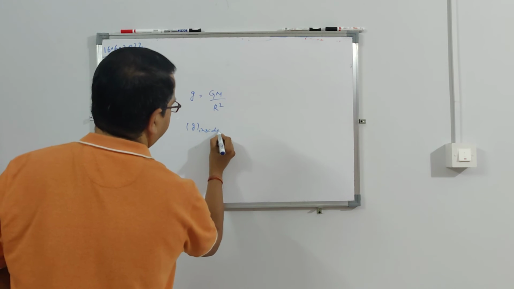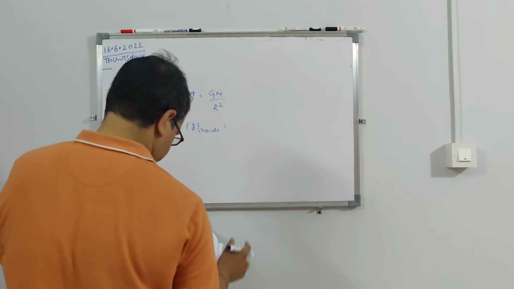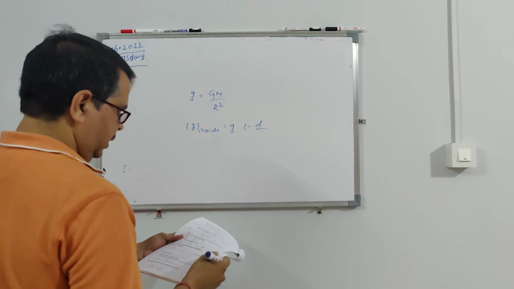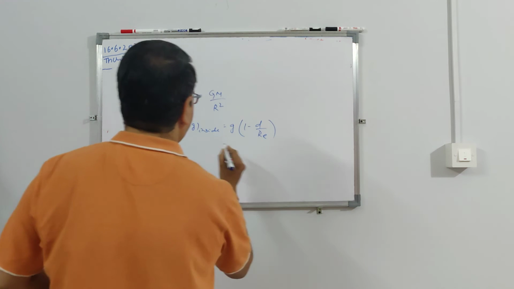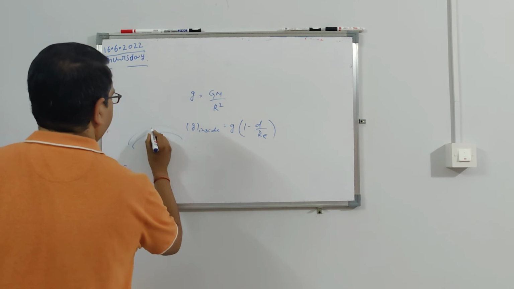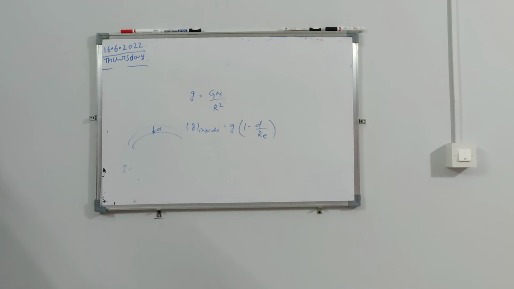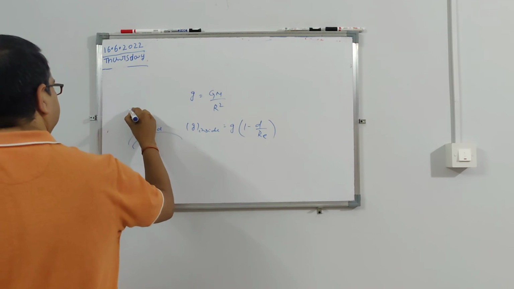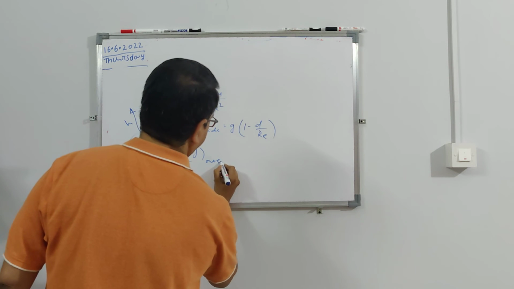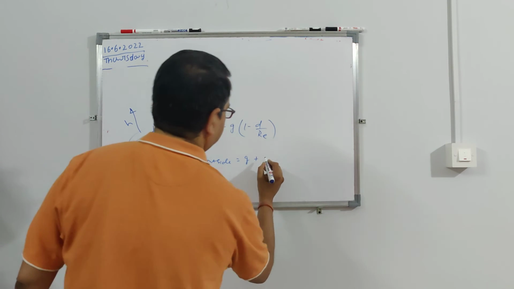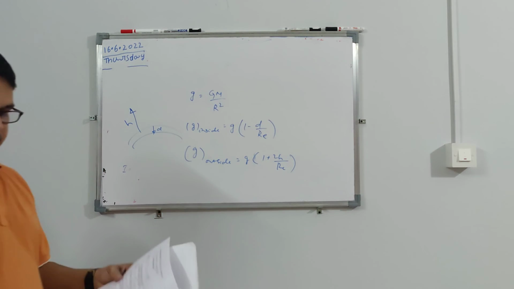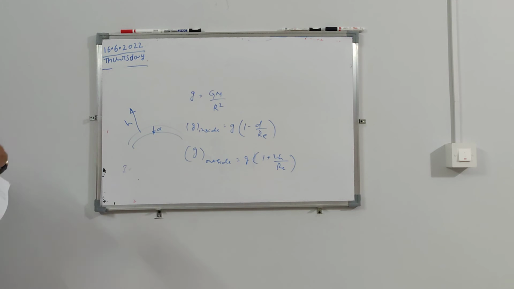When you go inside R, it will be g into 1 minus d by R, where R is the radius of the Earth. So if you move to a depth d inside, that is the formula. Then g at a height h outside is g into 1 minus 2h by R, that is, g into 1 plus 2h by R. So if you remember this, that should be okay.